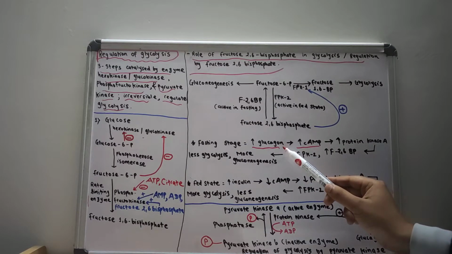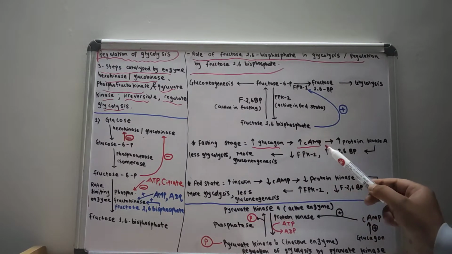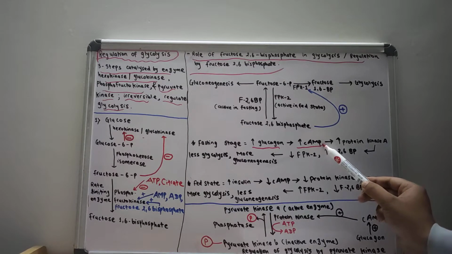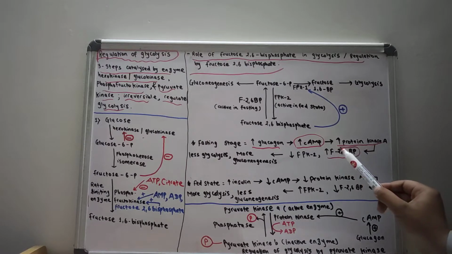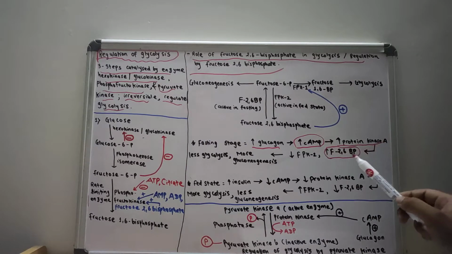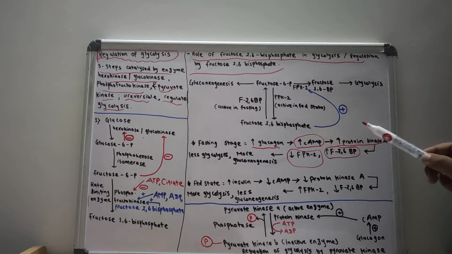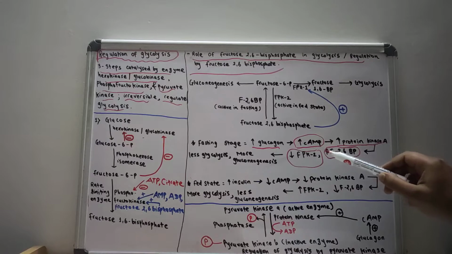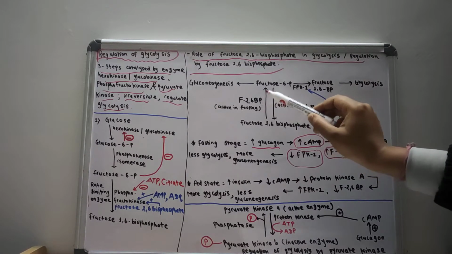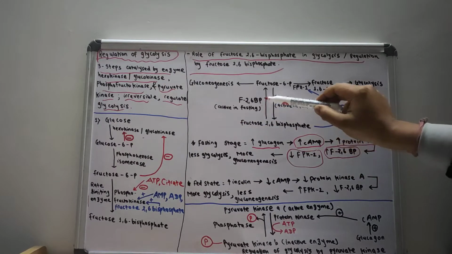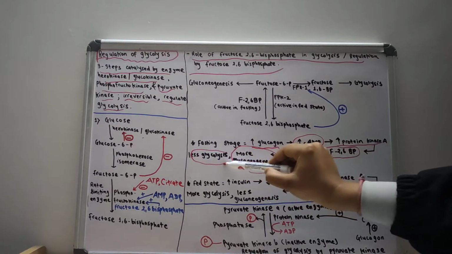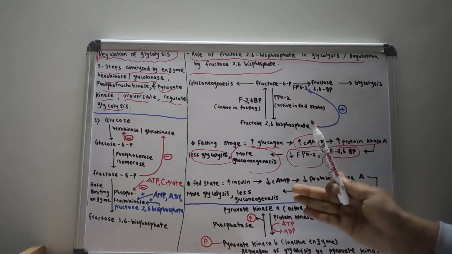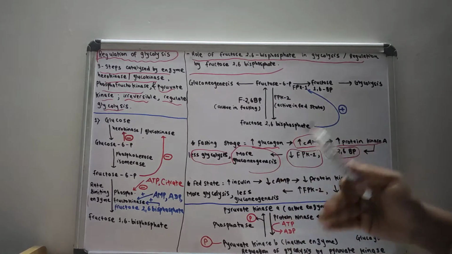So what happens in the fasting state? There will be more production of the glucagon, which will lead to increased cyclic AMP. This increased cyclic AMP will lead to increased protein kinase A. This protein kinase A will increase the fructose 2,6 bisphosphatase enzyme and decrease the amount of phosphofructokinase 2 enzyme. So if there is an increased amount of fructose 2,6 bisphosphatase, then fructose 2,6 bisphosphate will be converted to fructose 6-phosphate, and there will be more gluconeogenesis and less glycolysis in the fasting state. Whereas in the fed state, there will be more glycolysis and less gluconeogenesis.